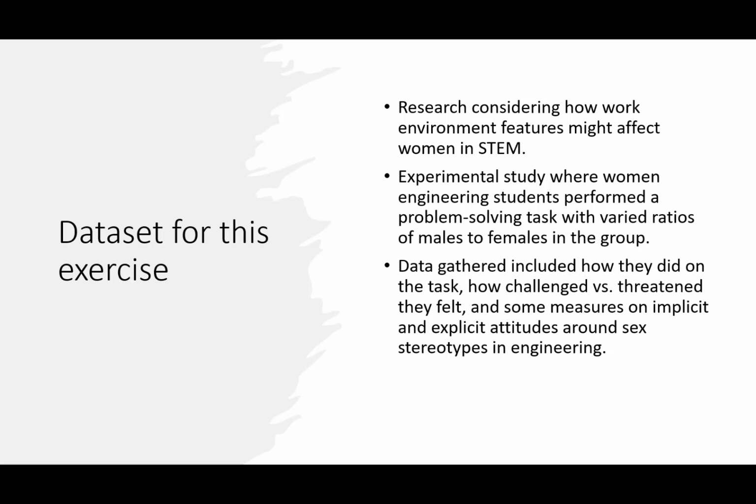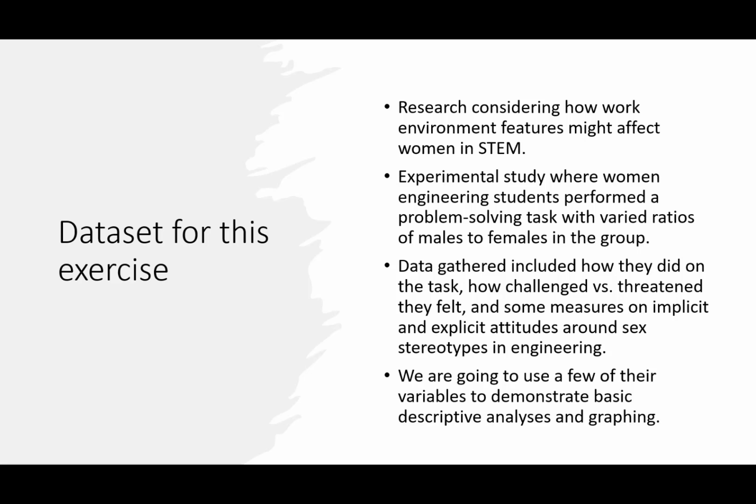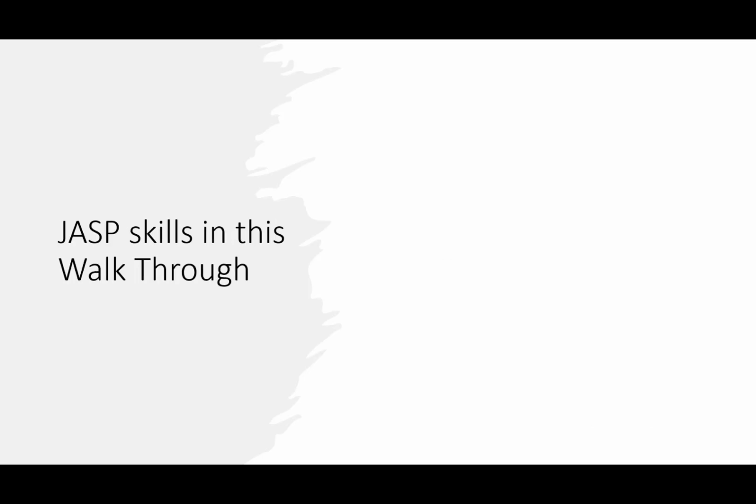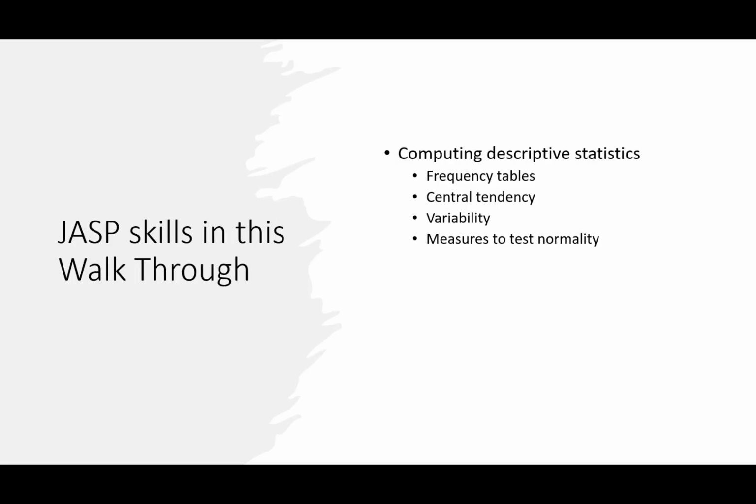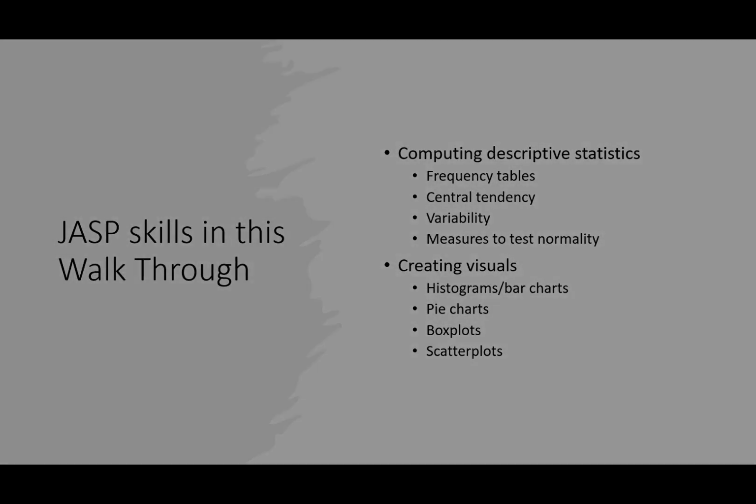The data gathered included how they did on the problem-solving task, how challenged versus threatened they felt, and some measures of implicit and explicit attitudes around sex stereotypes in engineering. We're going to use a few of their variables to demonstrate basic descriptive analyses and graphing. The specific JASP skills we're going to cover in this walkthrough include how to compute descriptive statistics. That includes frequency tables, measures of central tendency and variability, and some measures to show us if our data is roughly normally distributed. We'll also create visuals that will include histograms, bar charts, pie charts, box plots, and scatter plots.